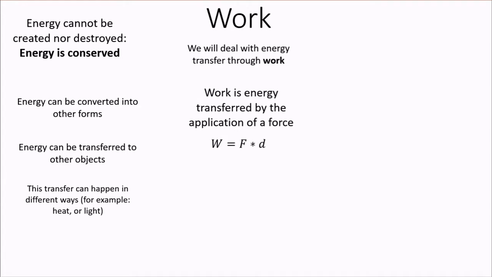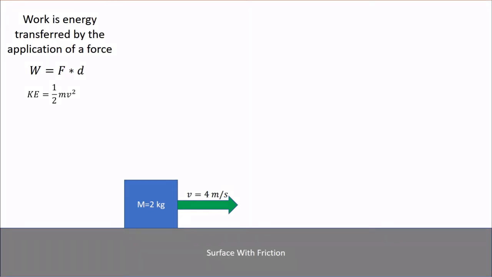Work is calculated with this simple formula. Work equals the force times the distance. So, if we apply a force of 10 newtons over a distance of 10 meters, then the force will have done 100 joules of work, which means that we have transferred 100 joules of energy either to or from the object.